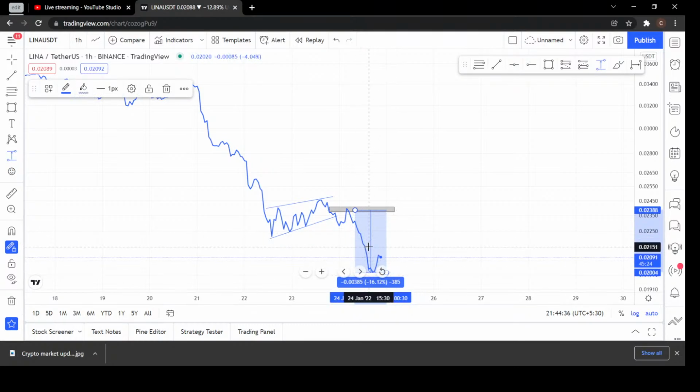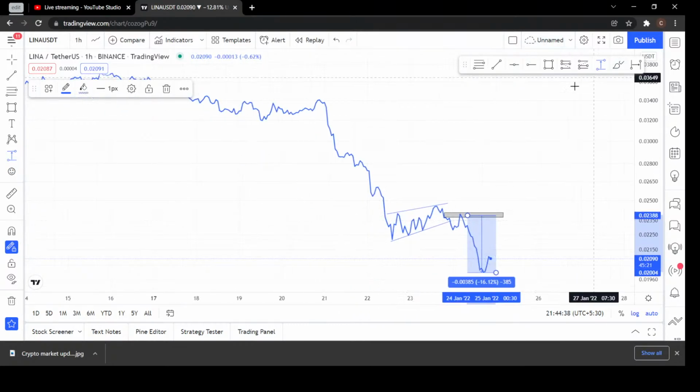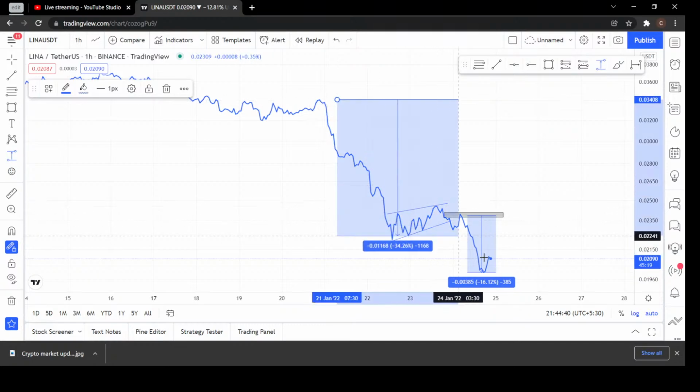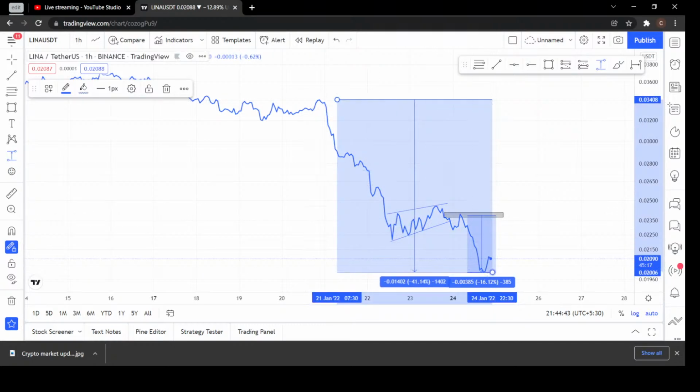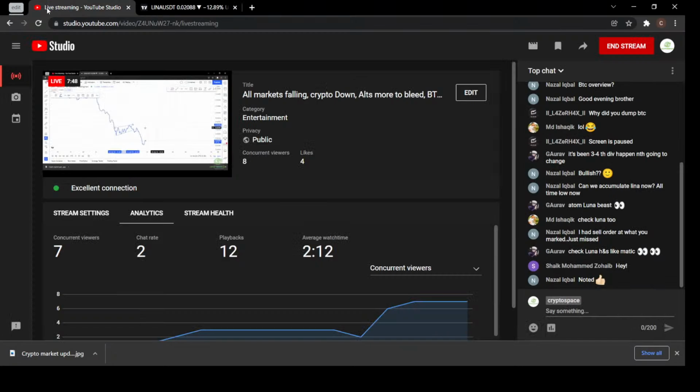It's not much of a downtrend movement depending upon what many cryptos have gone through. But if you start looking from here, it's down by a lot, just like every other crypto. So you have to see it like that.